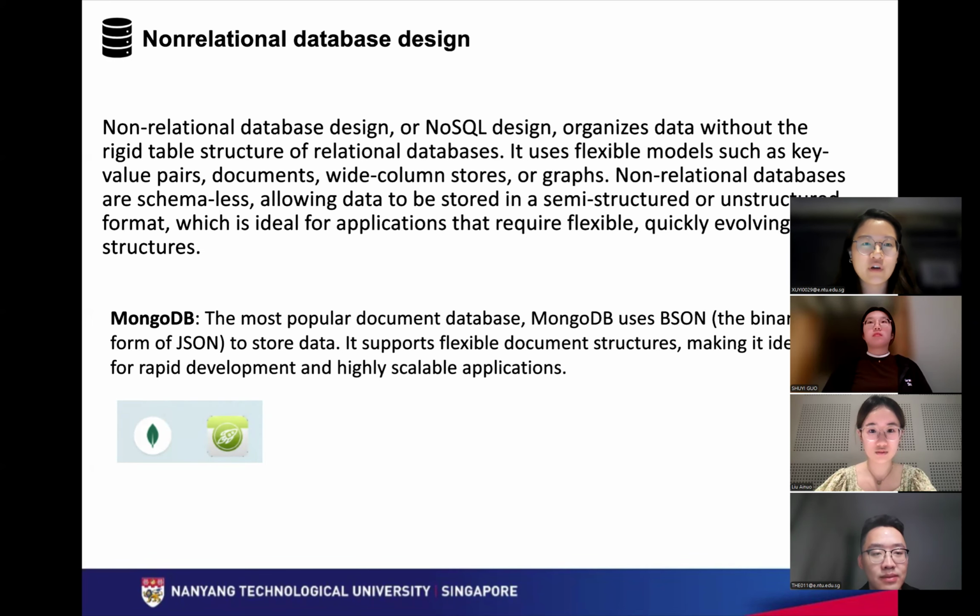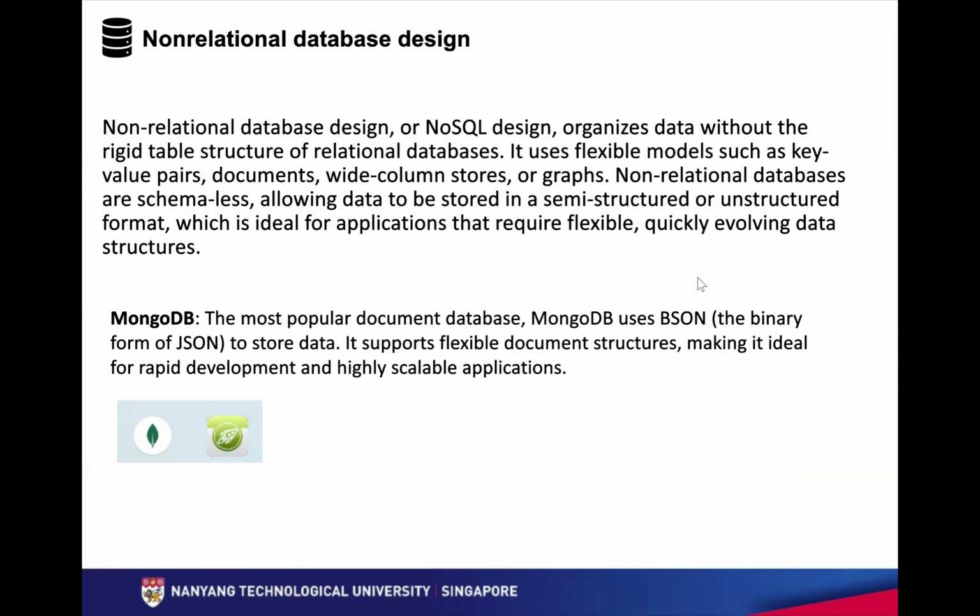What is a non-relational database? Non-relational or NoSQL design organizes data without the rigid table structure of a relational database. It uses flexible models such as key-value pairs, documents, wide column stores, or graphs. The most popular document database is MongoDB, and MongoDB uses BSON to store data. It supports flexible document structures.